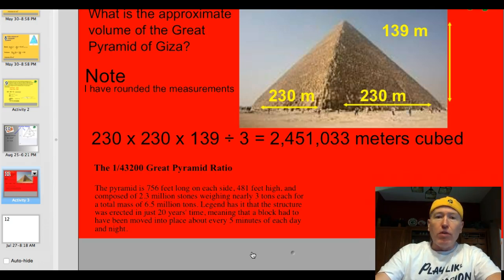Anyway, Google Great Pyramid of Giza if you want some other crazy facts. There's all kinds of mathematical connections, and with the alignment of the stars and the center mass of the Earth, all kinds of cool things.